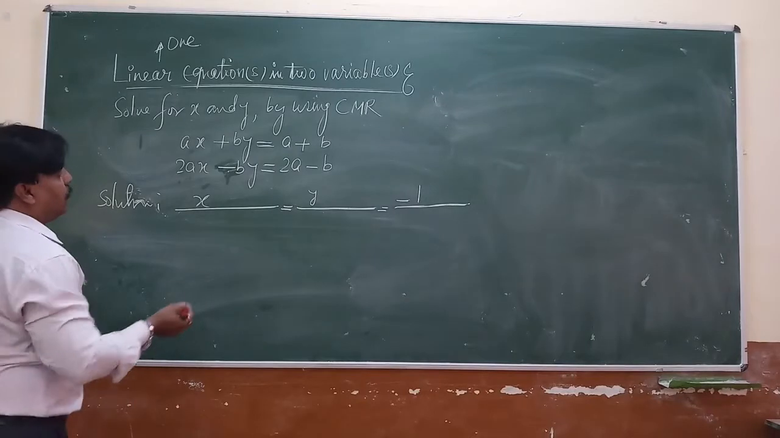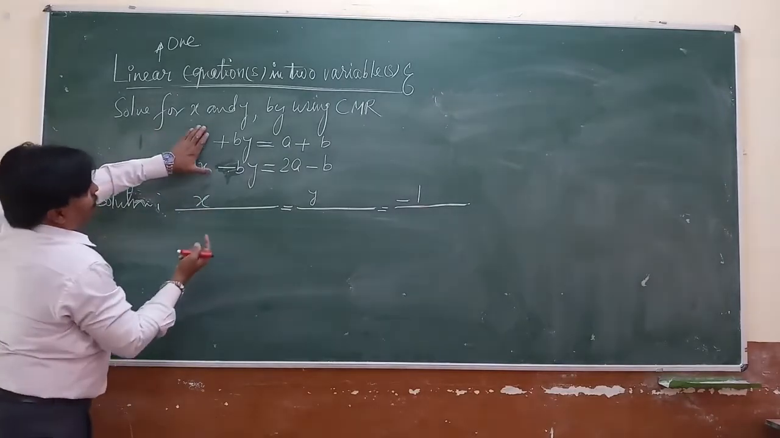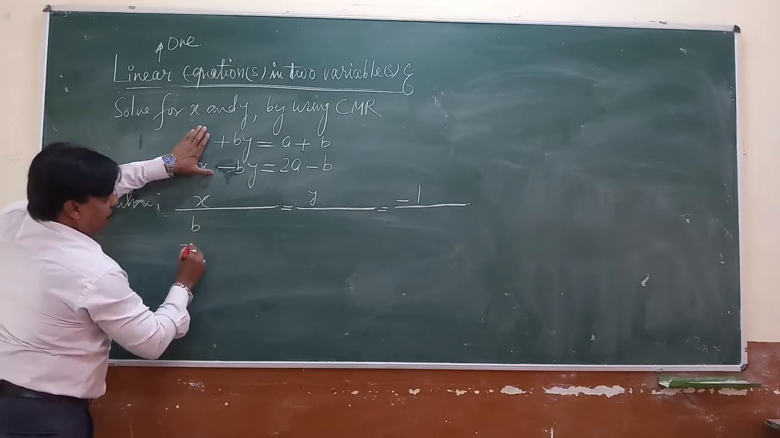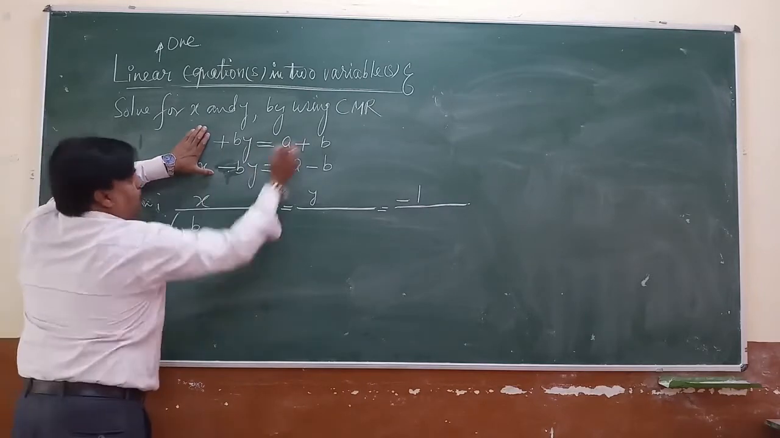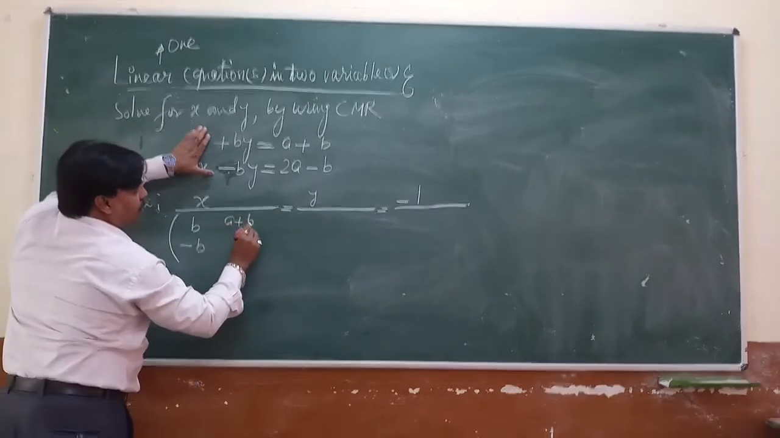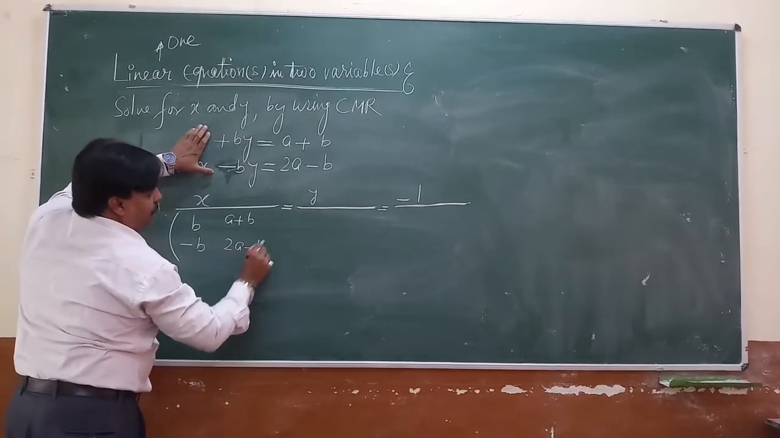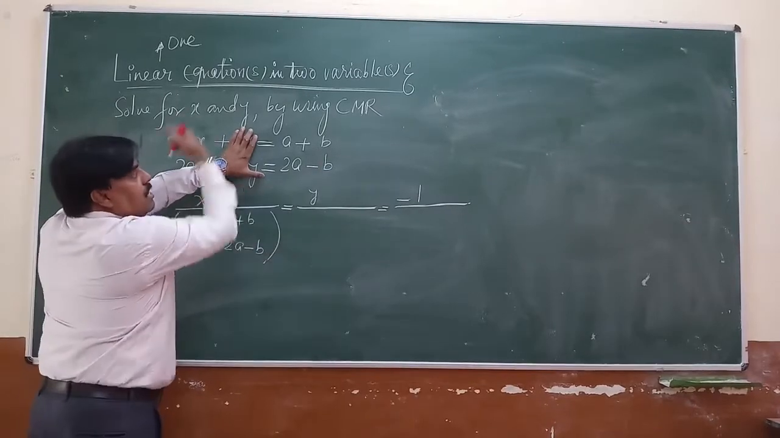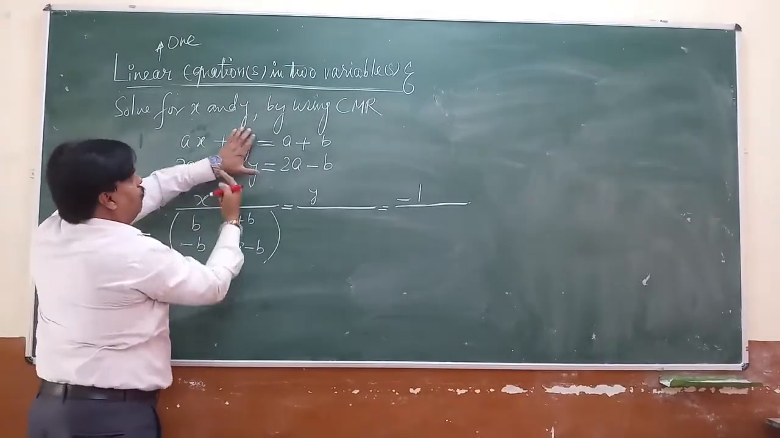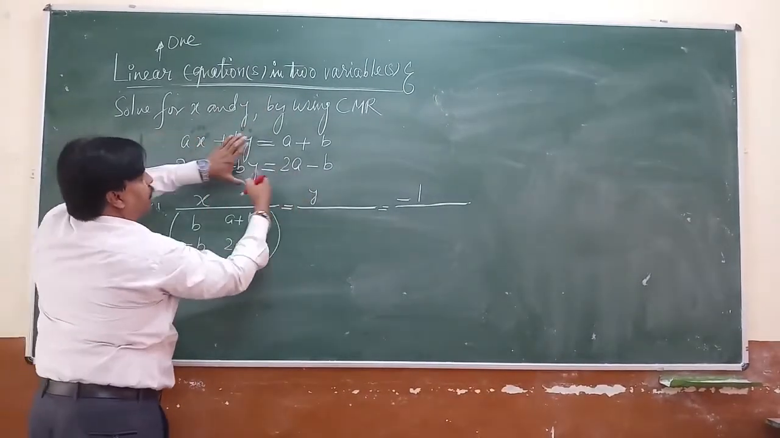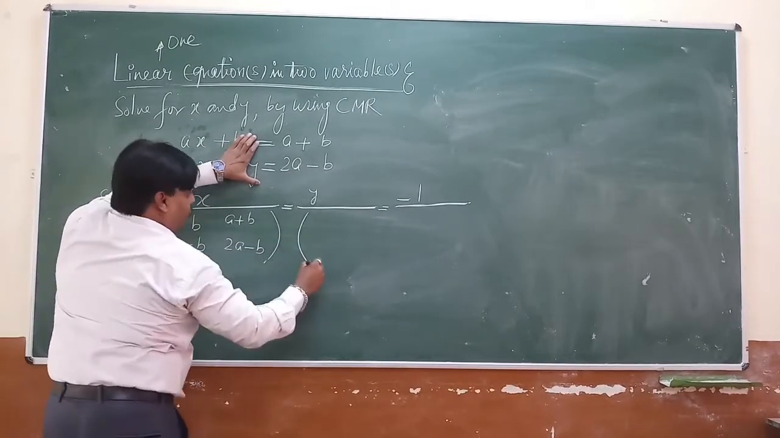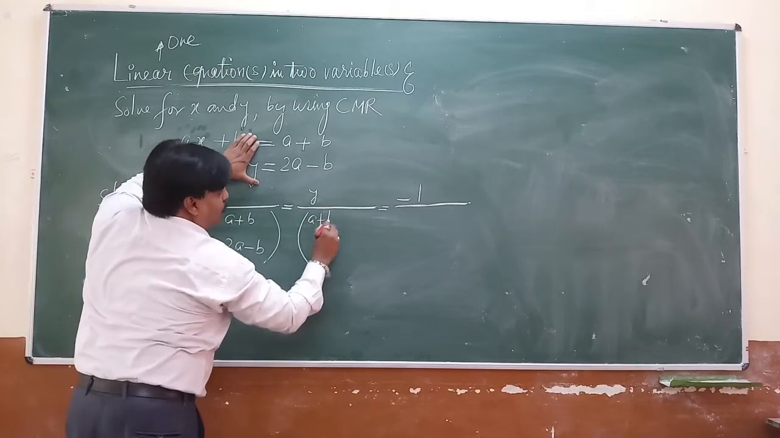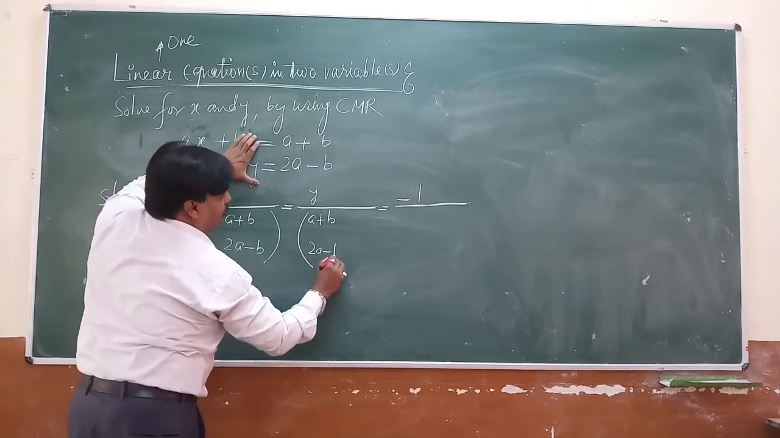See now, for this x we will hide this x. We are supposed to write the coefficient of y, b and minus b. Constants are a plus b and 2a minus b. For y we will hide this one, but we will move in a cyclic order, in a particular order. For this x, then this we will take, then for y this and this one. Or you can say whatever we are writing here, the same term will come here only. A plus b, 2a minus b.